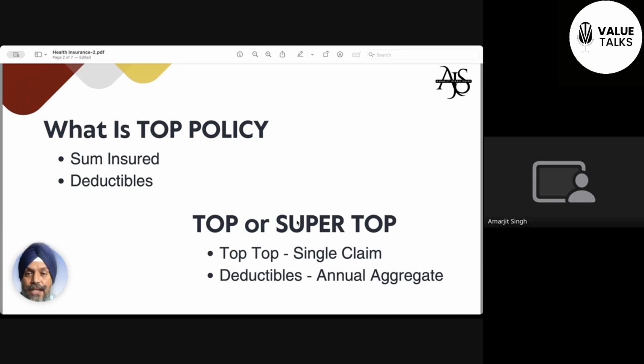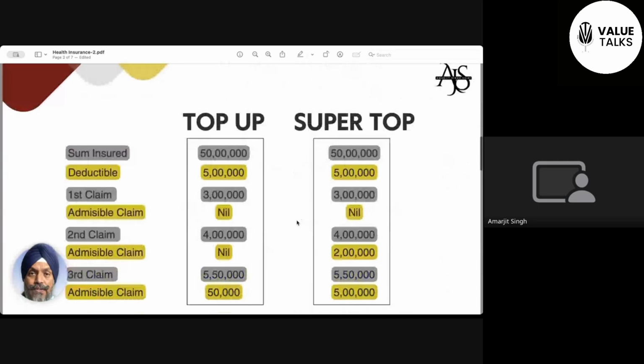And in this, there are two types of policies. One is top up and another is super top up. So the top up decides on a single claim. There has to be a single claim crossing the limit of the deductible. Whereas a super top up policy works on the aggregate value, the annual aggregate value. I will show you one example which will help you in understanding more.